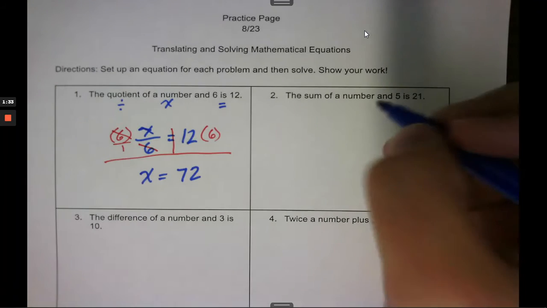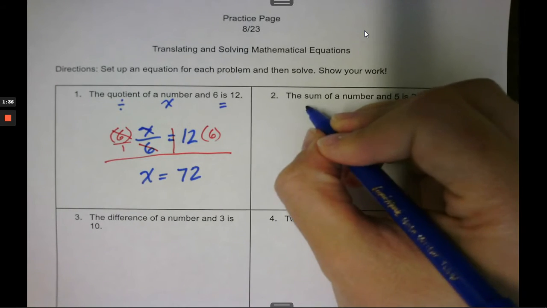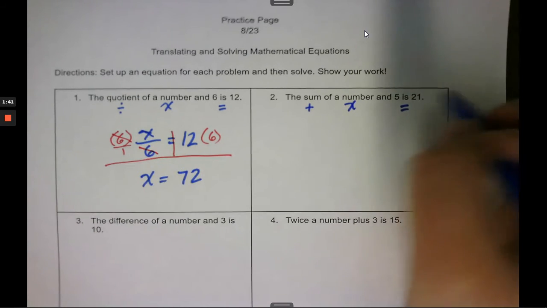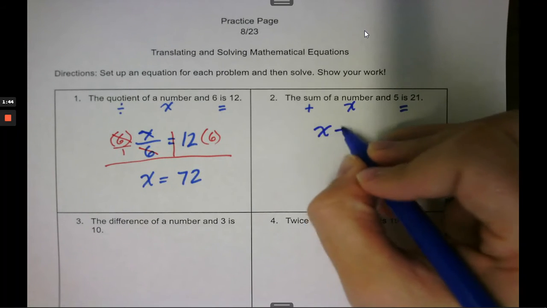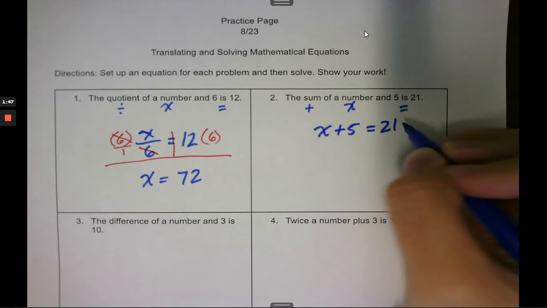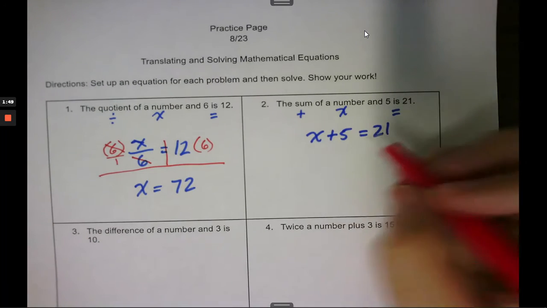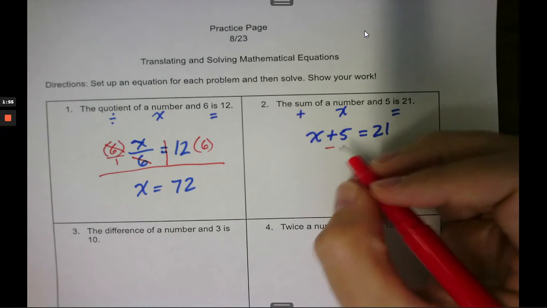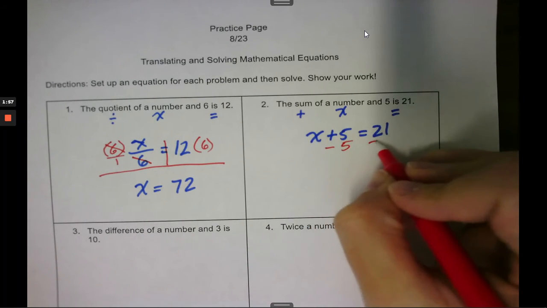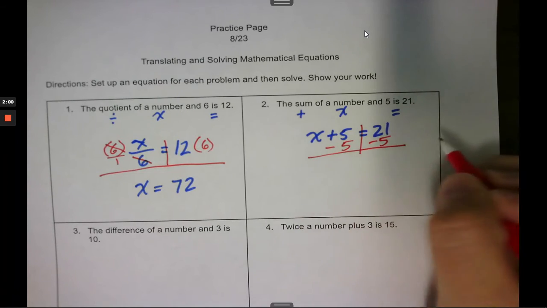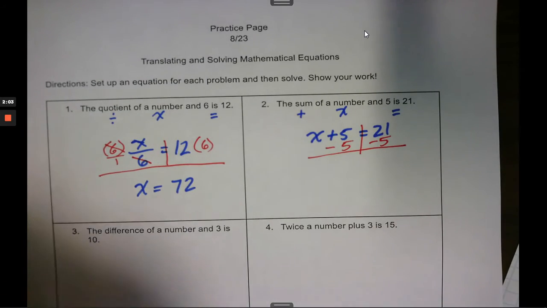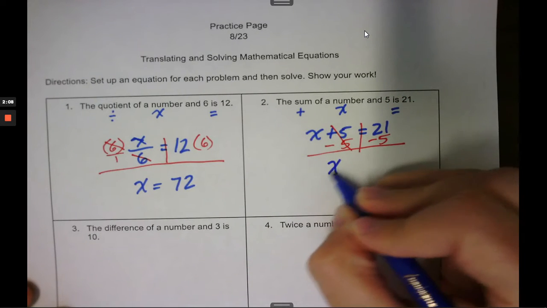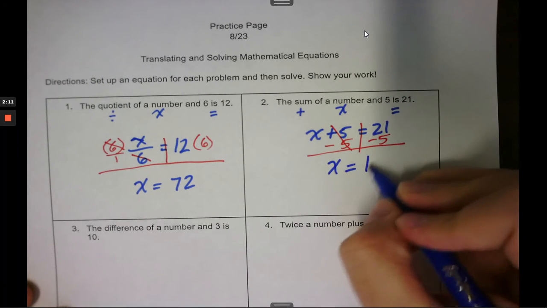The sum of a number and 5 is 21. Again, sum means addition. Some number x is means equals. Okay, so my problem should look like x plus 5 equals 21. So now I need to do the inverse of addition, which is subtraction. And I need to subtract the number away from x. I need to get x on the side by itself. So we subtract 5 on both sides. Okay? Plus 5 minus 5 equals out to 0. And we get x equals 21 minus 5 is 16.